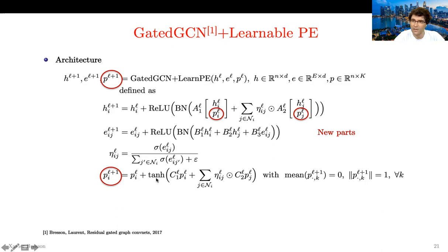Then we update the P in such a way that it will be equal to P plus tanh, because we let positional vectors be positive or negative. The equation here will be the same analytic form as the one for the H vector, the structural representation, but we have some new parameters to learn for this P. And because we want to encourage a coordinate system, we're going to have the mean of P with respect to the nodes equal to 0. We also want the norm of P to be equal to 1.